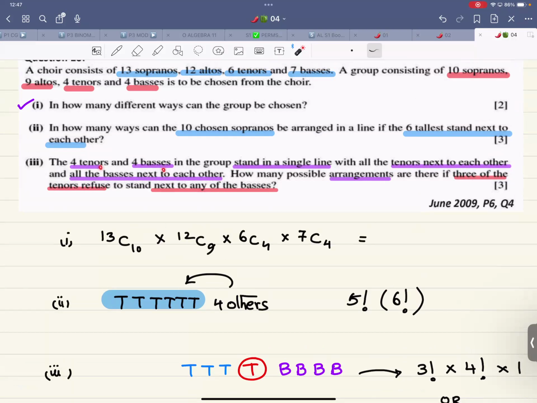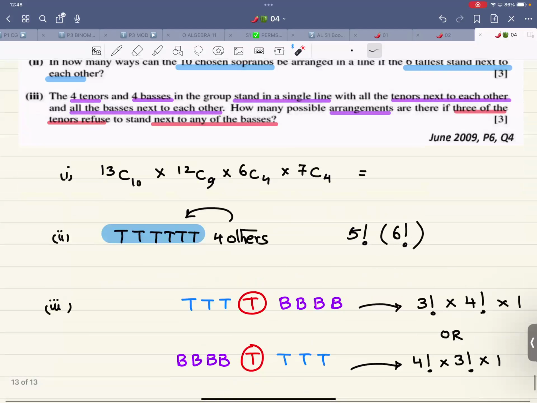Now, the third part. The 4 tenors and 4 basses in the group stand in a single line with all tenors next to each other, all basses next to each other. So now we are only talking about 4 tenors and 4 basses. How many possible arrangements are there if 3 of the tenors refuse to stand next to any of the basses?